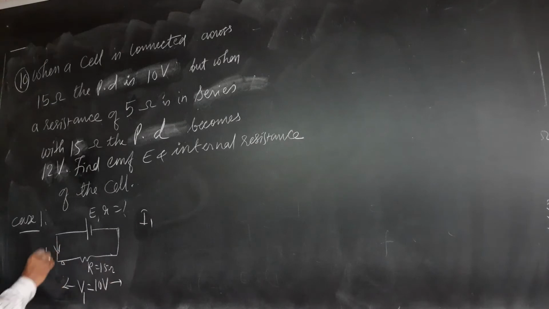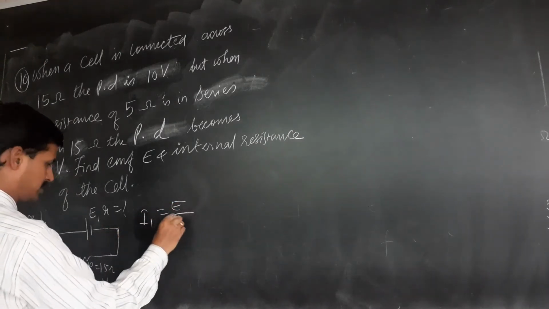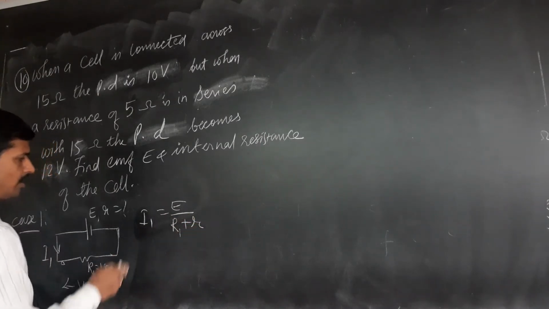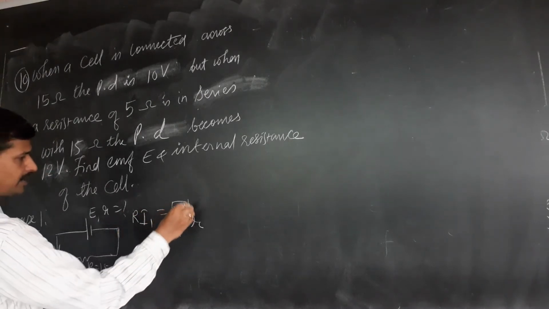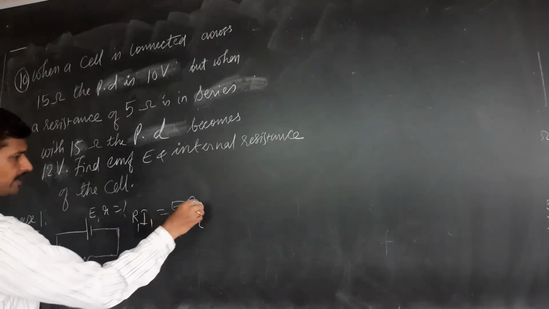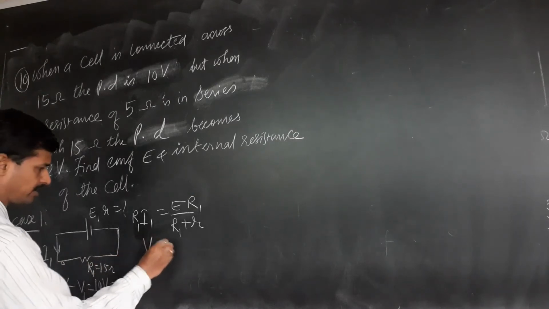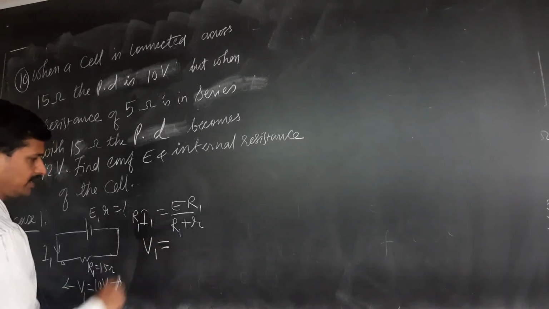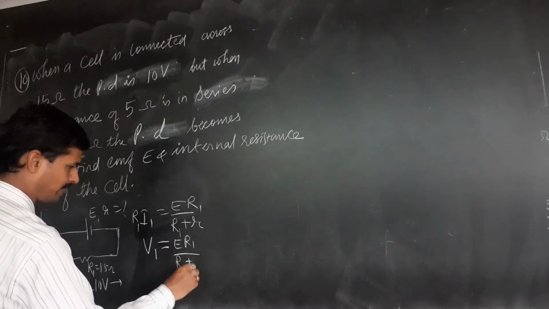Now, what is our current formula? If the current is I1, it is EMF upon external resistance plus internal resistance. But for simplicity, we multiply both sides with R1. I1 R1 is called V1. So we should write it as V1 equals E R1 divided by R1 plus r.